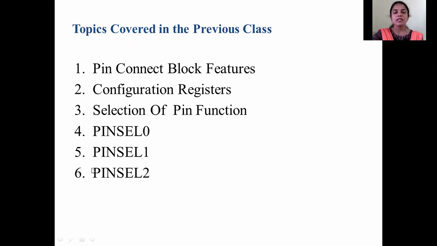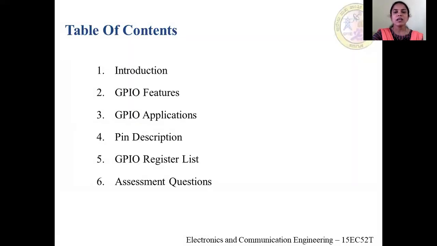And the next, the pin select 2 register, is used to control the port 1 pins, that is from port 1.16 to port 1.31. In the pin select 2 register, only 2 bits are used, that is bit 2 and bit 3. Bit 2 controls the pins from port 1.26 to port 1.31 and bit 3 controls the pins from port 1.16 to port 1.25. In this session, we are going to discuss the GPIO.